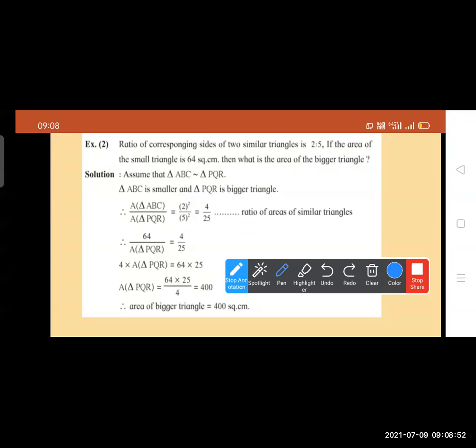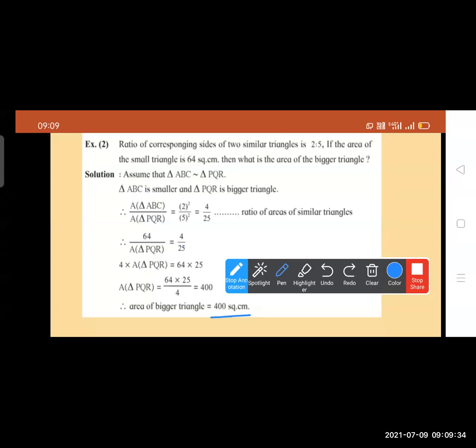Okay. And the smaller triangle area is given. So which one is the smaller triangle? ABC is the smaller triangle. So here we substitute 64 and here 4 by 25. Cross multiply it. Yes. 25 into 64 divided by 4. Divide by 4 here. So we get 1 and 16. And 16 multiplied by 25, that is equal to the area of triangle PQR is equal to 400. And the unit is given square centimeter. So we write here 400 square centimeter. Okay. So in this way, we find the area of the bigger triangle.